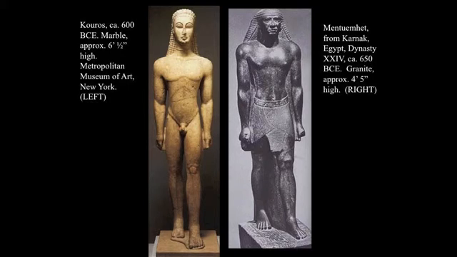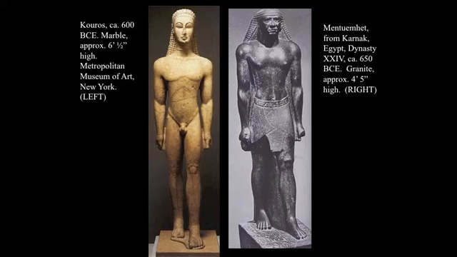Here we can see the same koros, but compared to an Egyptian example. The statue on the right-hand side is Metuhemet from Karnak in ancient Egypt. And this is a very late example of Egyptian statuary. As you can see, we're talking about something here which is from the 24th dynasty, roughly 650 BCE. But look at the similarities in the width of the chest, the rigidity of the arms, how the hands are clasped at the side, and even the step forward.